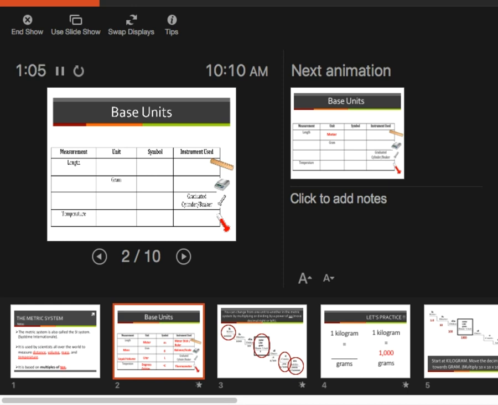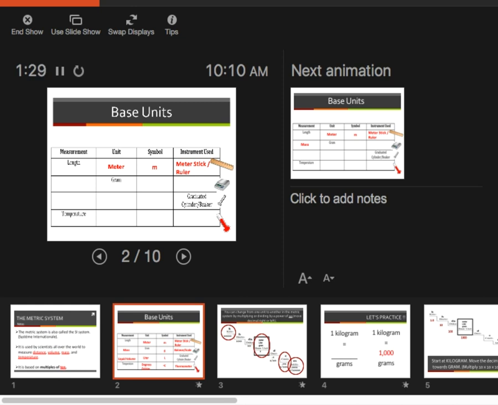For measuring length, we use meters, and we abbreviate that with a lowercase m. So if I wanted to say the counter was 20 meters long, I can just write 20 and a lowercase m. And the instrument that we use is a meter stick or a metric ruler. Make sure the ruler is showing you in centimeters or millimeters and not in inches.